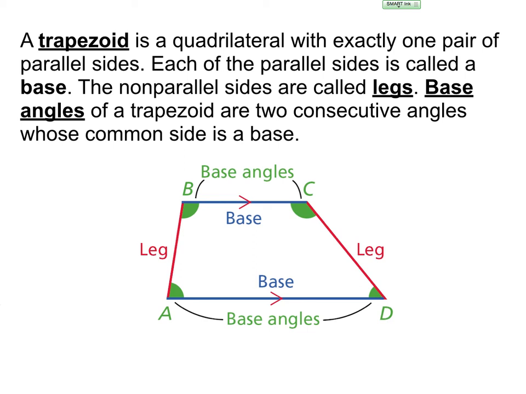Each of the parallel sides is called a base. So base, or the bases, are the parallel sides. The non-parallel sides are legs. So the sides are either bases or legs, depending if they're the parallels or not the parallels.